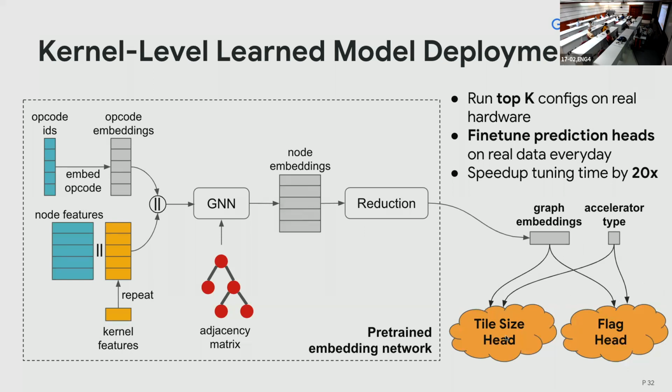And you can also see that we can use the GNN model for different types of optimization. So we end up using the same GNN for both the tile size and the flag selection tasks. We deployed this in production, and we found that this technique helped speed up the tuning times by almost 20 times.